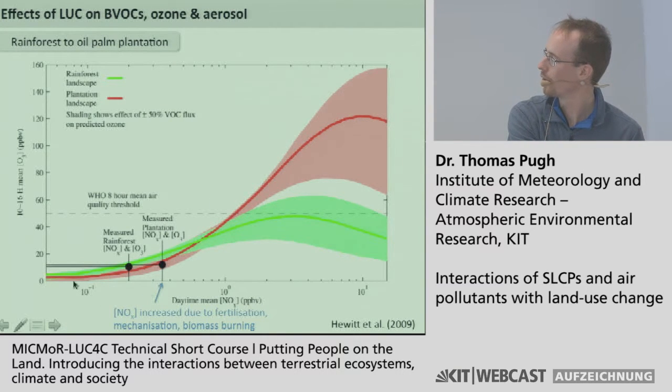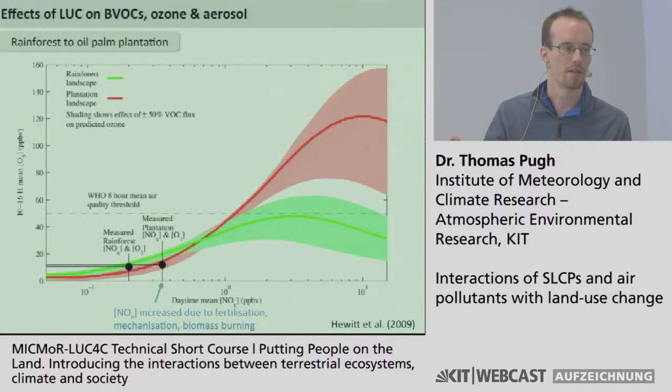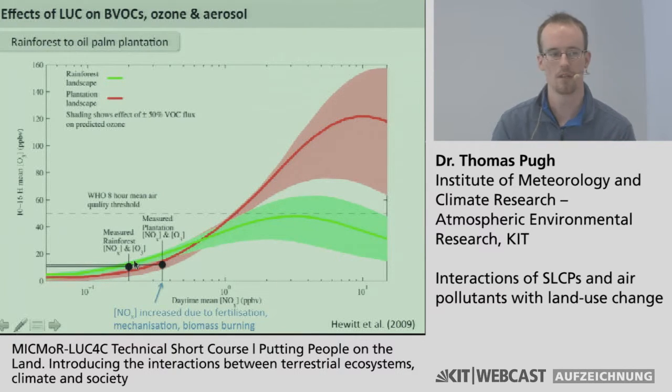Along the bottom here, we have the NOx concentration, and along the y-axis, the ozone concentration. These two black dots here show the measured position of the rainforest and the oil palm plantation as they are at the moment. So actually, the oil palm emits much more isoprene than the rainforest, but because of the nonlinear effects of chemistry and the fact that there's not much background NOx in this area, they come out with pretty similar ozone mixing ratios.